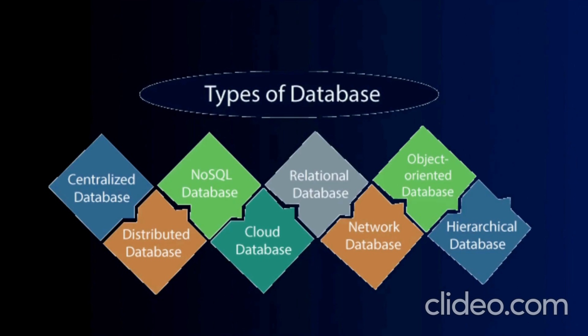Network databases support many-to-many relationships. It allows records to have multiple parent and child records. Relational databases, also known as RDBMS, store data in tables and have relationships through foreign keys. A good example is that it's used for banking systems. Object-oriented DBMS stores data in objects, and a good example is engineering applications. And then NoSQL DBMS allows handling of large volumes of unstructured or semi-structured data.